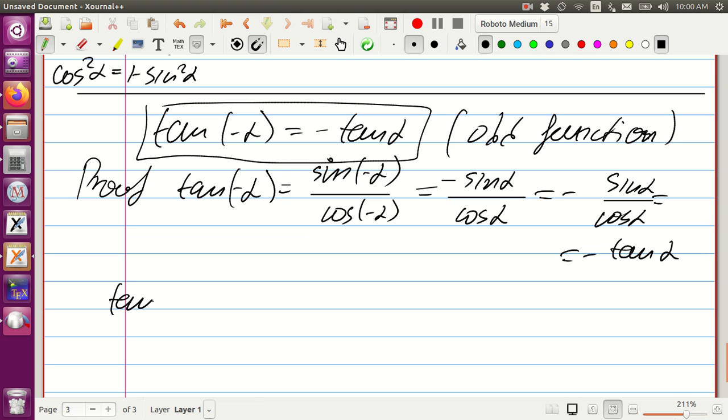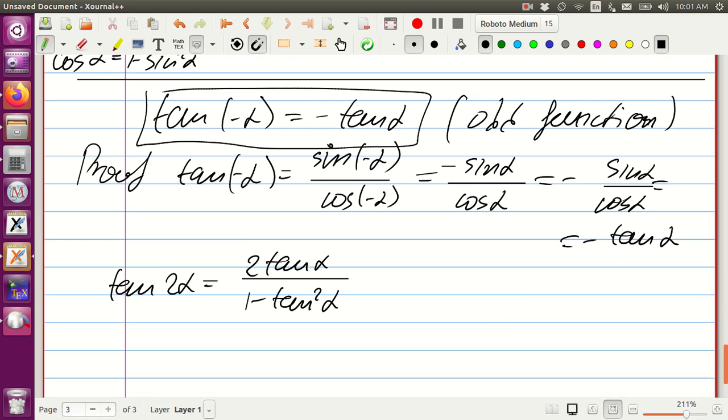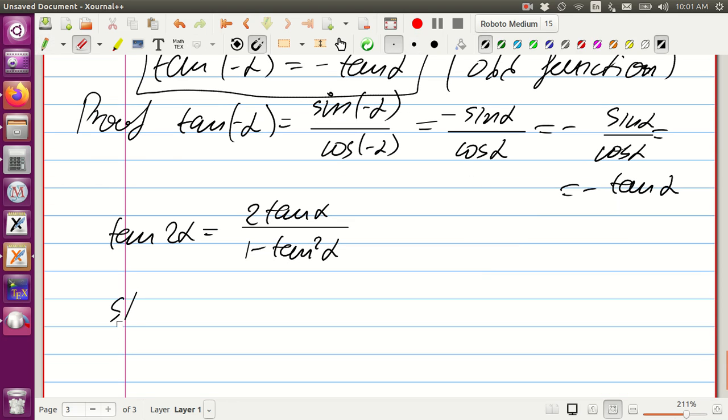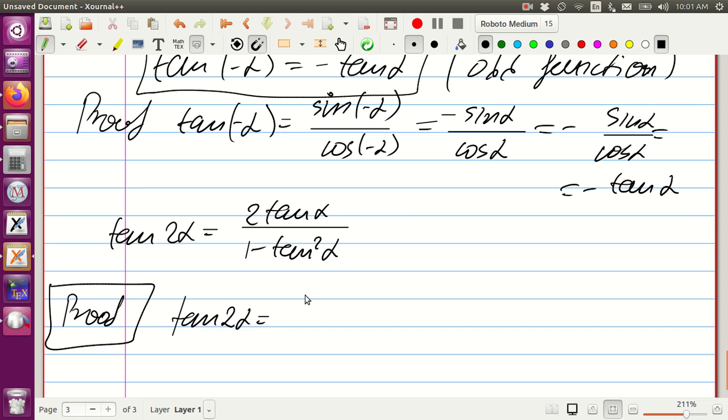And what would be the tangent of 2 alpha? Tangent of 2 alpha would be 2 tangent of alpha over 1 minus tangent squared of alpha. How do you show this? To show this, what would be the short proof? Proof is relatively easy. Again, if you take tangent of 2 alpha and write it as sine of 2 alpha over cosine of 2 alpha, and you put in what it is. So what is sine of 2 alpha? Sine of 2 alpha, it's 2 sine of alpha cosine of alpha.